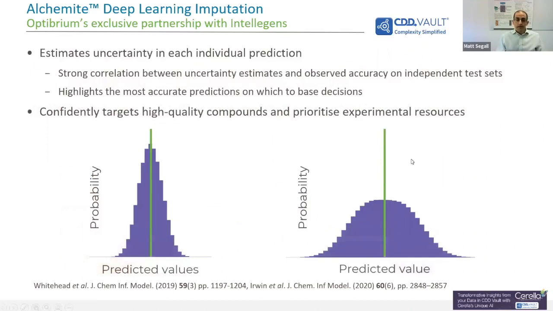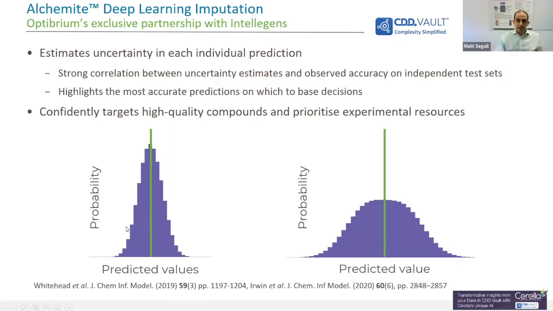Another really important point is that Alchemite doesn't just produce a single value for each prediction. It actually generates a probability distribution over potential values. And what this means is it can estimate the uncertainty in each individual prediction. So sometimes you see a prediction like the one on the right-hand side where we've got this very broad probability distribution. And that's the model saying, yeah, I'm not really sure. It's somewhere around here, but it's got a really big error bar on that prediction. Well, in other cases, we see these very sharply peaked probability distributions, like on the left-hand side. And that's the model saying, yeah, I'm really confident in that value. It's got a small error bar.